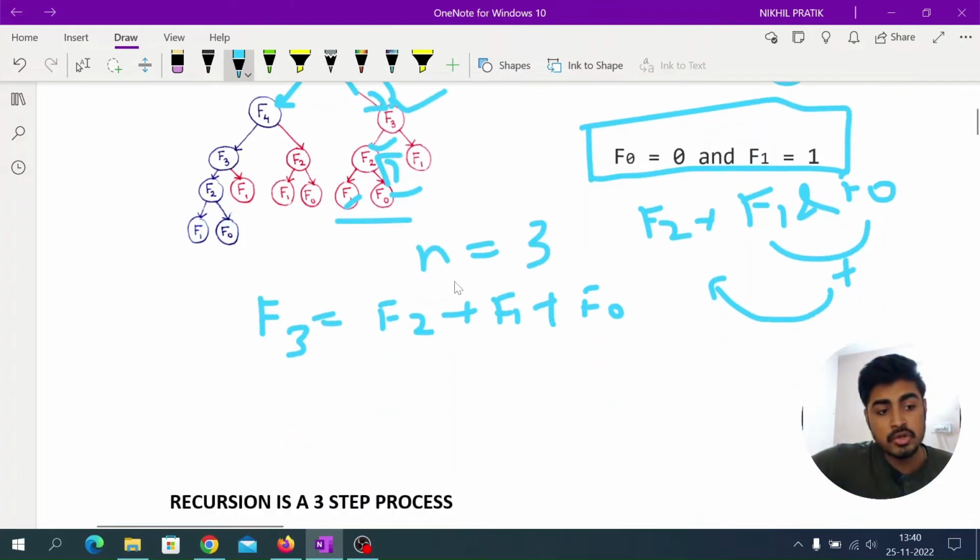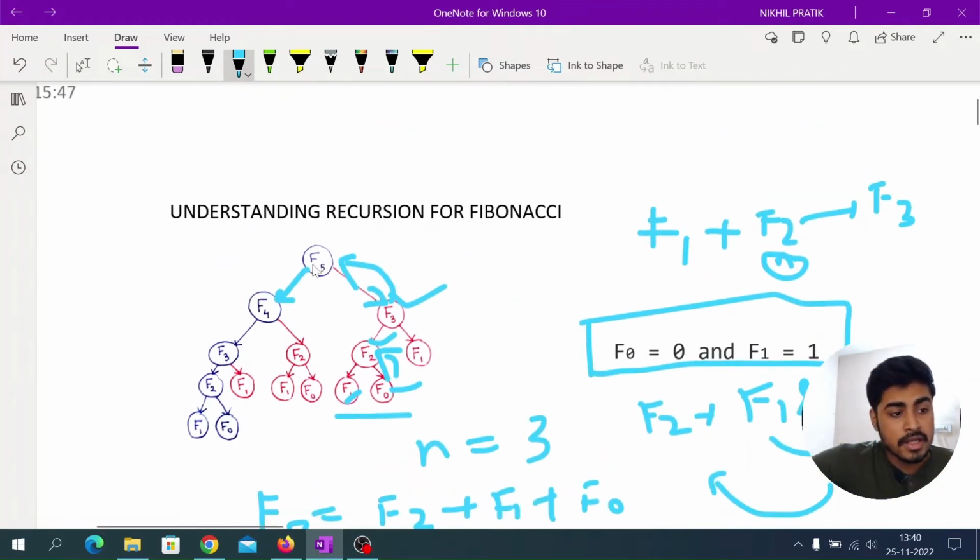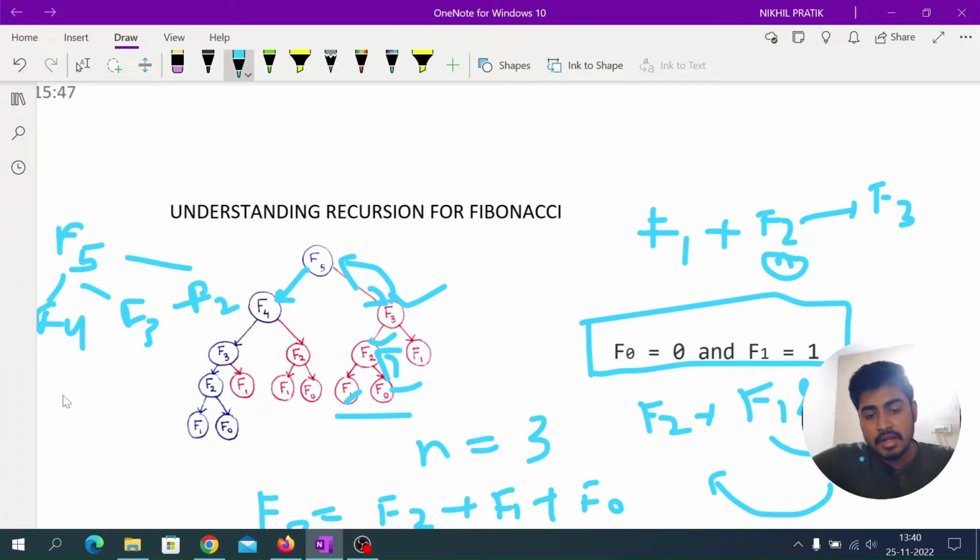So what we'll do here is f5 should now be divided into 3, right? So it will be f4, f3, and f2. Similarly, f4 will again be divided into its 3: f3, f2 and f1, right?